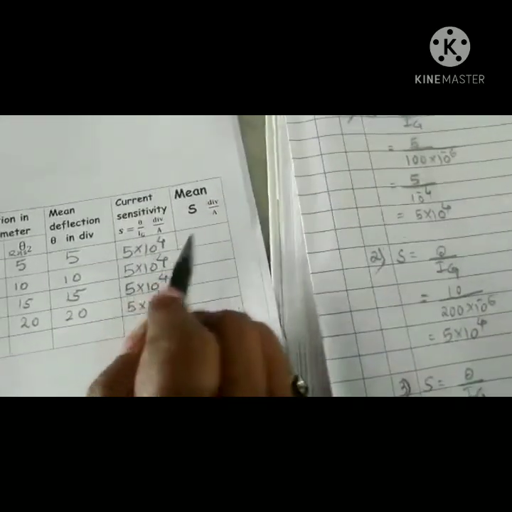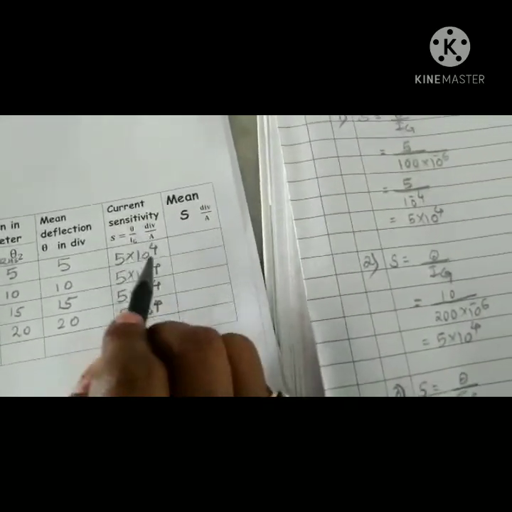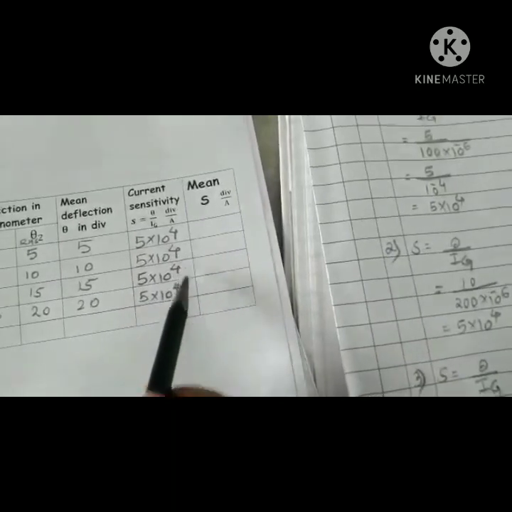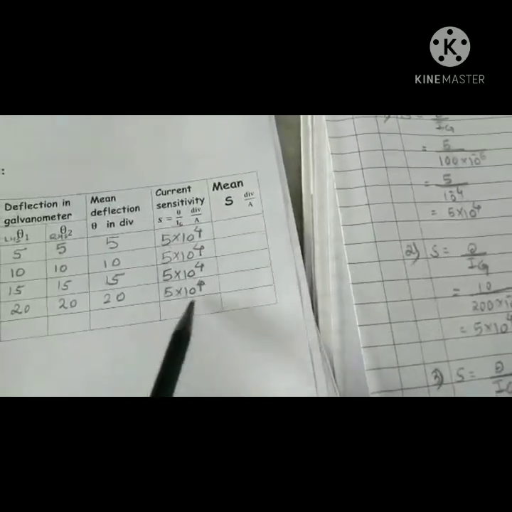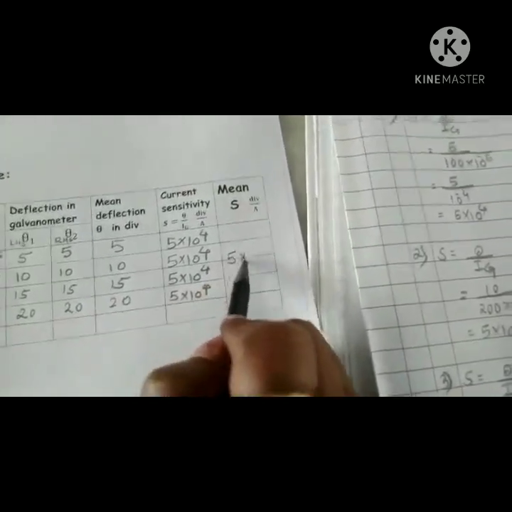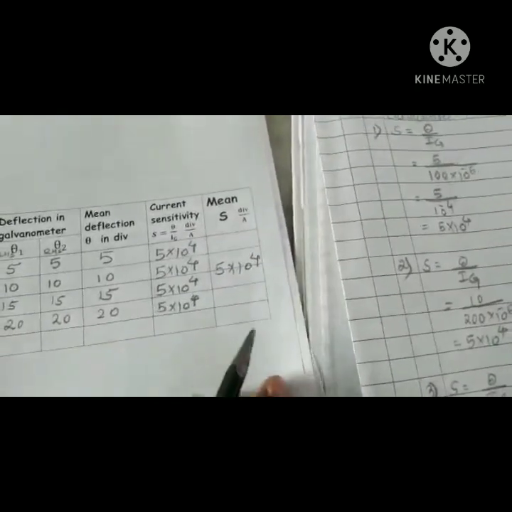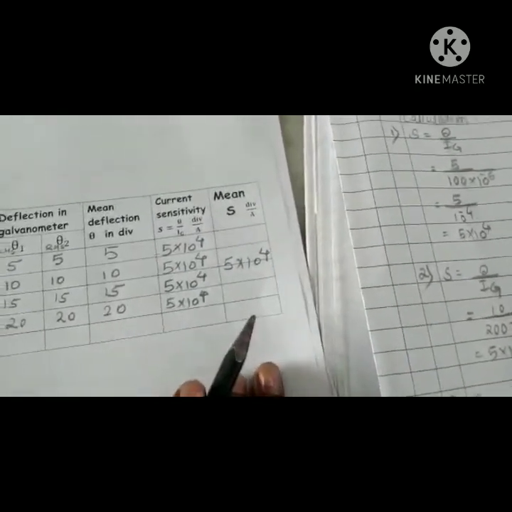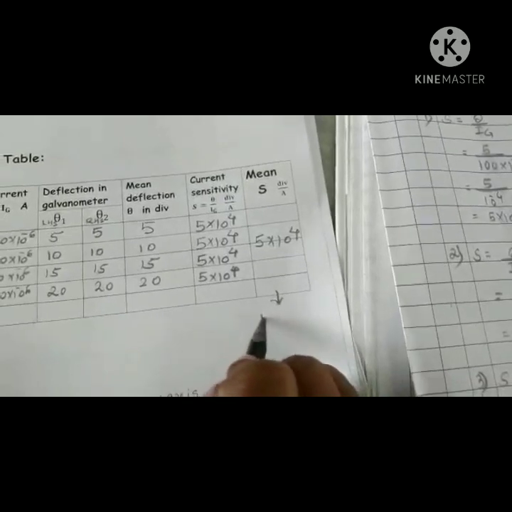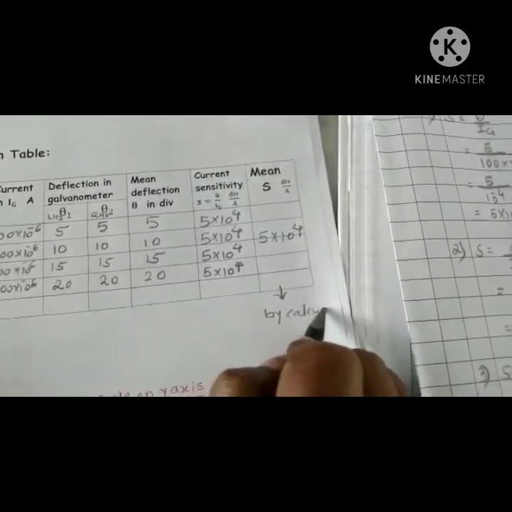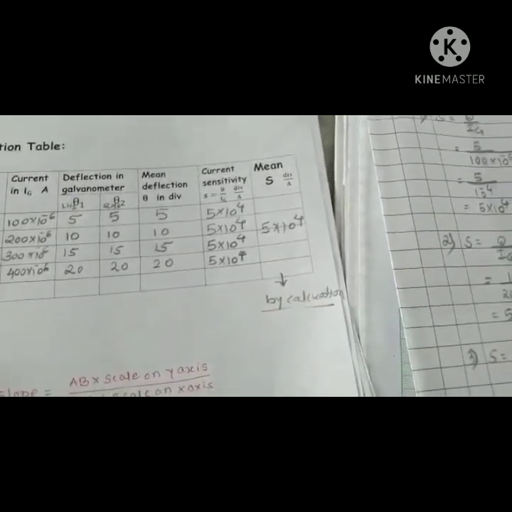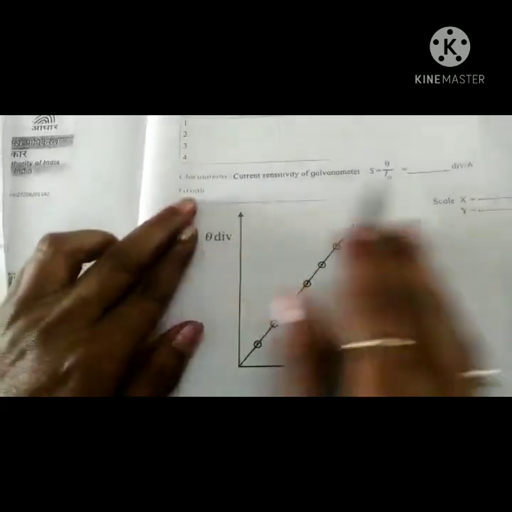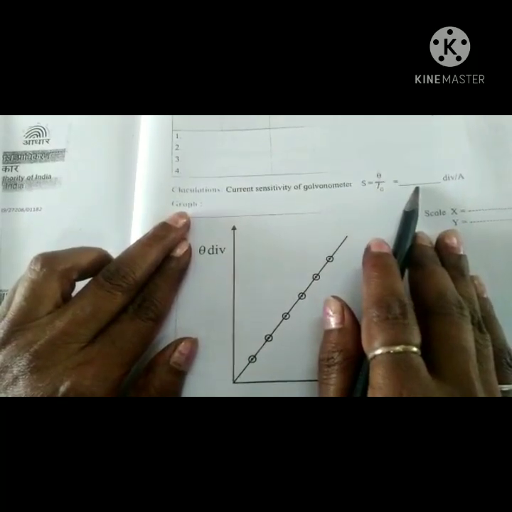Now for the mean S, there are four values of S in total: 1, 2, 3, 4. Add all four and divide by 4. All are the same, that's why the mean is also the same. 5 into 10 to the power plus 4 division per ampere is your mean sensitivity by calculation. Again, we have to draw the graph. I will show you.